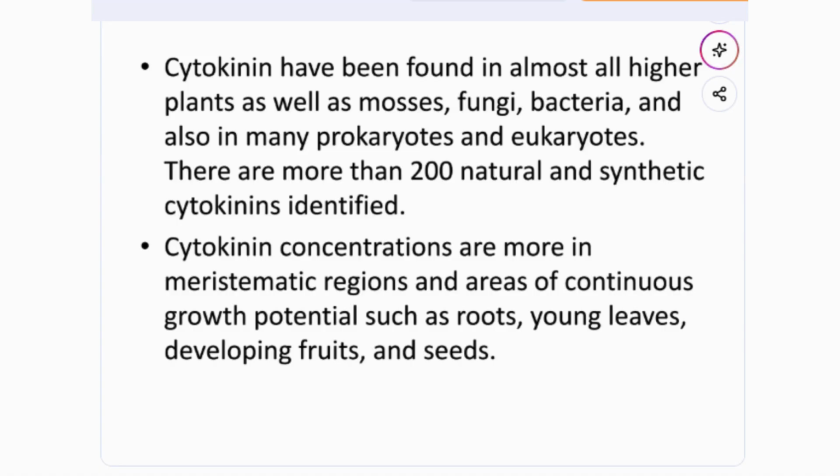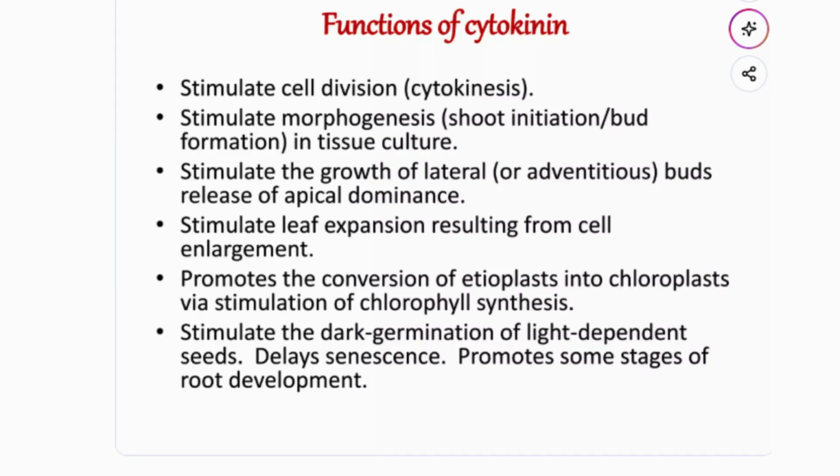Cytokinin concentrations are higher in meristematic regions, areas of continuous growth potential such as the root, young leaves, developing fruits and the seeds. So what is the function of the cytokinin? It stimulates cell division, which we call cytokinesis, stimulates morphogenesis in the shoot initiation, bud formation in tissue culture, stimulates the growth of the lateral or adventitious buds, releases the apical dominance, and stimulates the leaf expansion resulting from cell enlargement.